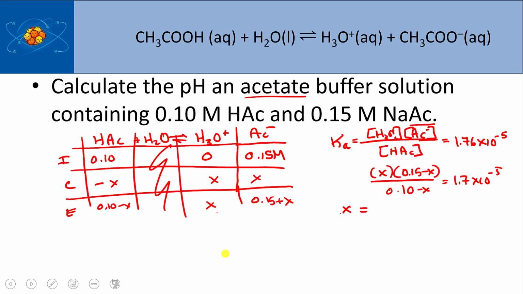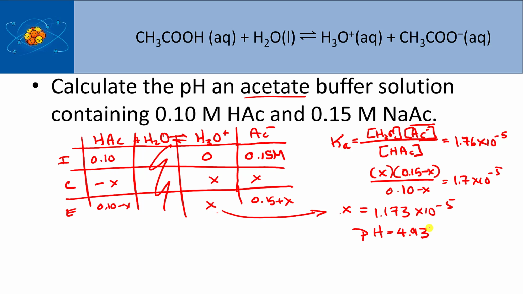So this gives 1.173 times 10 to the minus fifth, and then from that I can calculate, because that's my hydronium, right? I can calculate pH is equal to 4.93.